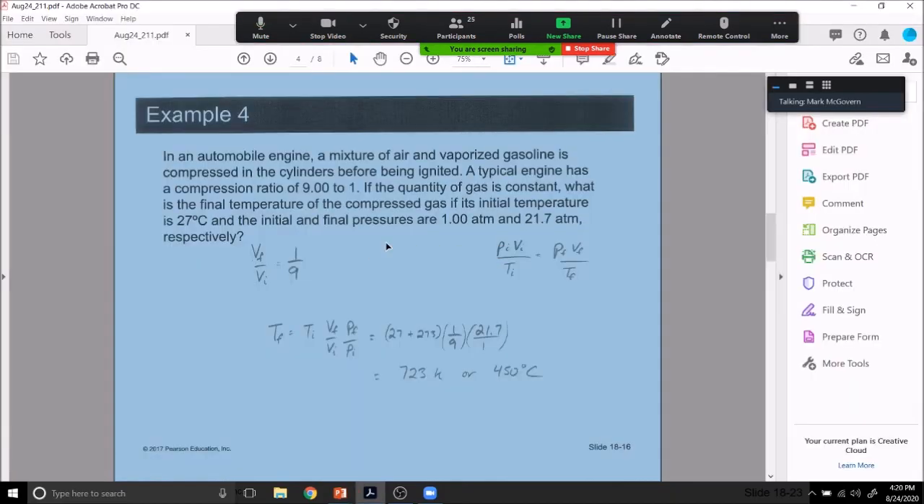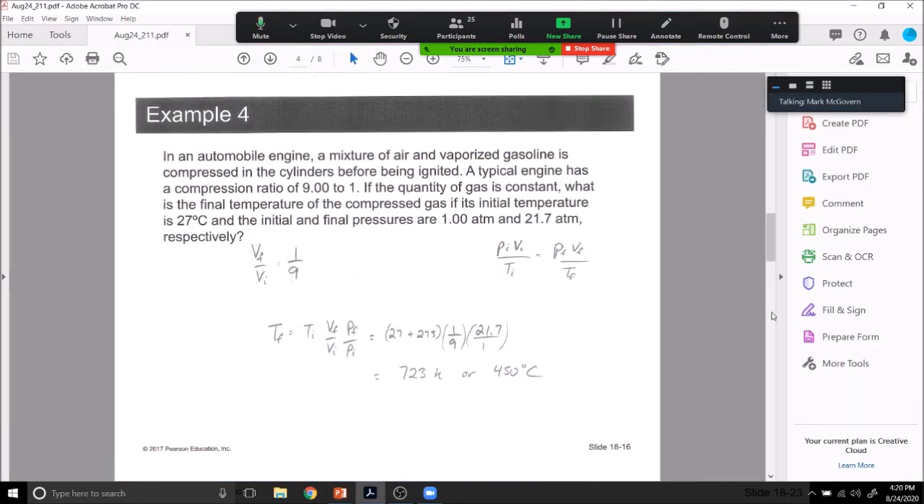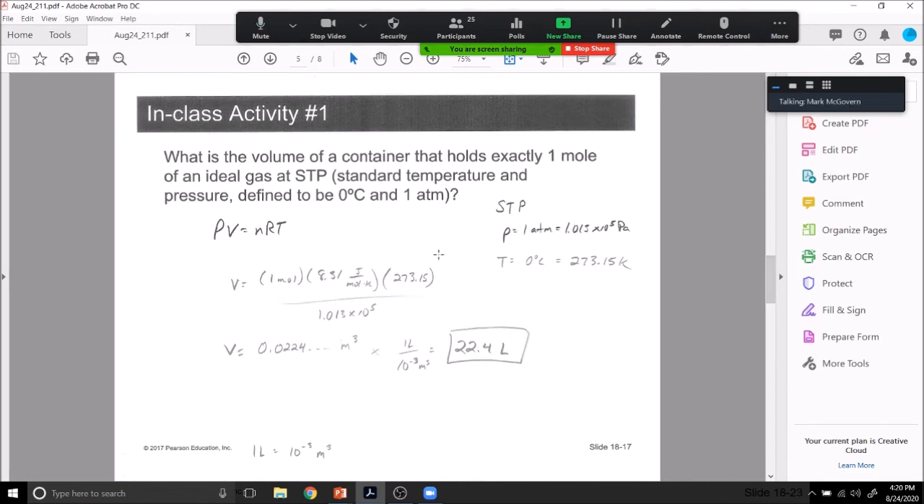Well, it's about as easy as it gets. We've got a mole. We've got 8.31 joules per mole per Kelvin. We've got our temperature to be 273. And we have atmospheric pressure in here. So we've got all SI stuff. This is going to punch out 0.0224 cubic meters.